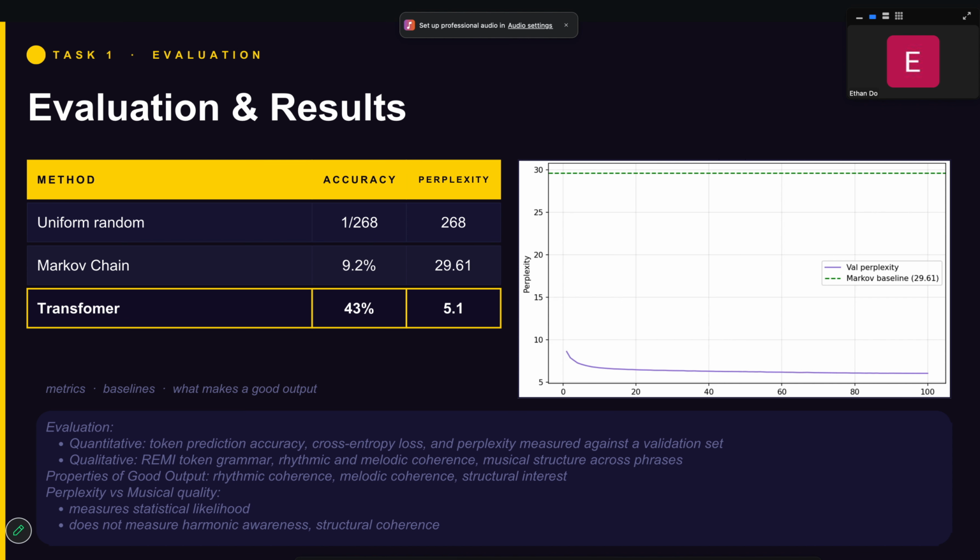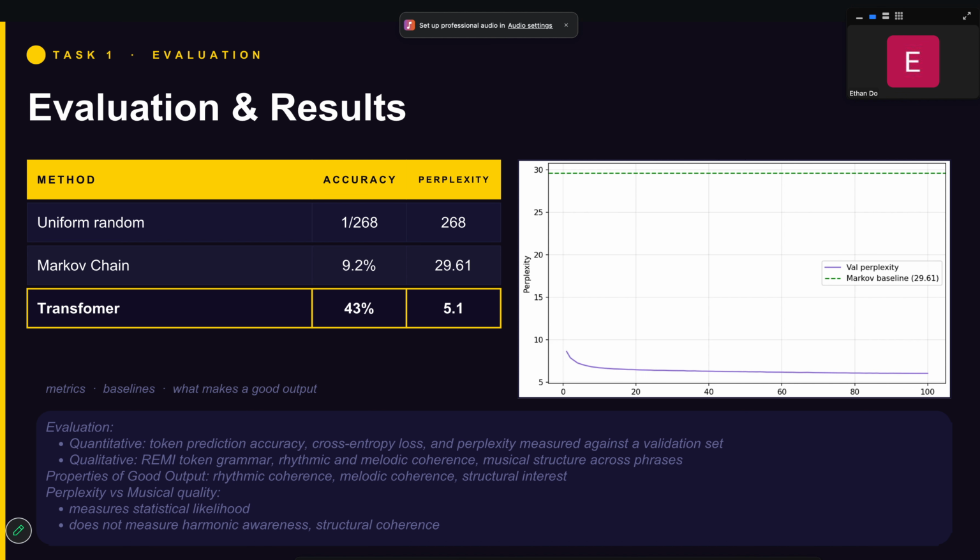So for our evaluations and results, we evaluated it quantitatively using accuracy, loss, and perplexity on a validation set. And qualitatively, we're looking for correct grammar, rhythmic coherence, melodic coherence, and musical structure. An important caveat is that perplexity measures the statistical likelihood and not the music quality. So a model can hit low perplexity by learning token grammar, but it doesn't understand the harmony or structure of the music. So perplexity is necessary for a good model, but not sufficient.